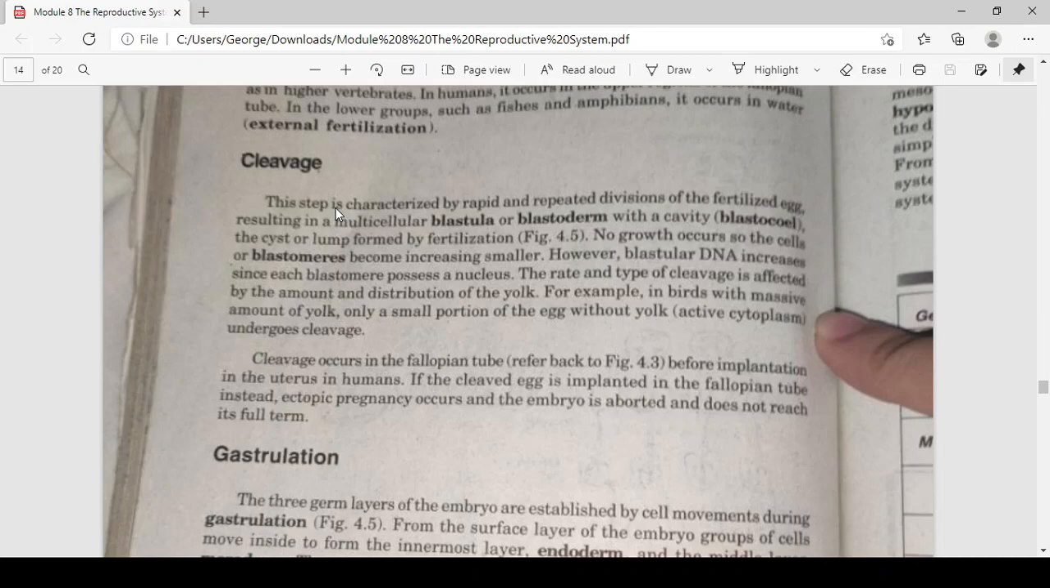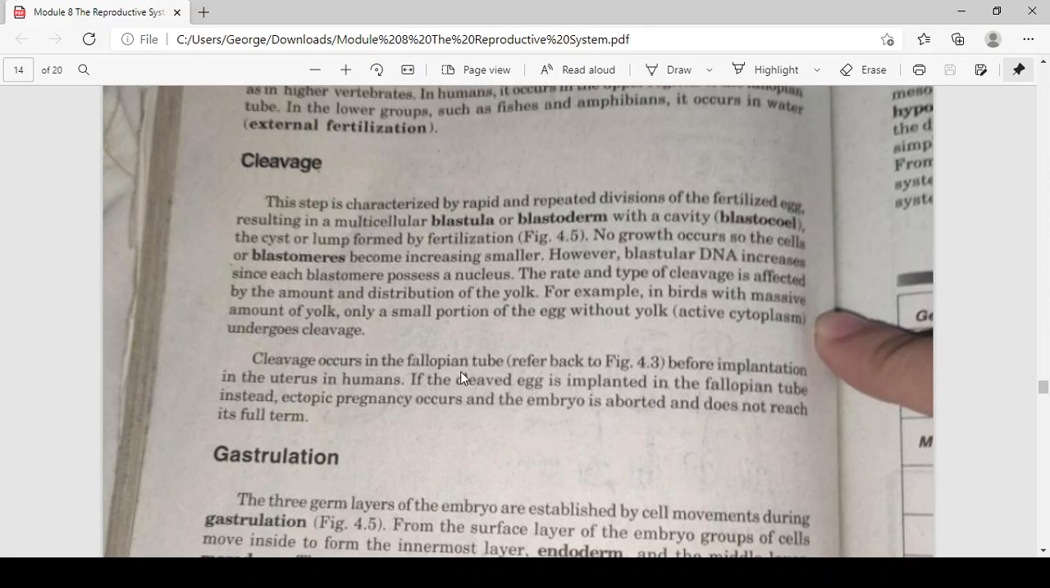Cleavage occurs in the fallopian tube before implantation in the uterus in humans. If the cleaved egg is implanted in the fallopian tube instead, ectopic pregnancy occurs. Kids, kon mag-ectopic ka, your embryo will be aborted and does not reach its full term. Again, if the cleaved egg is implanted in the fallopian tube.